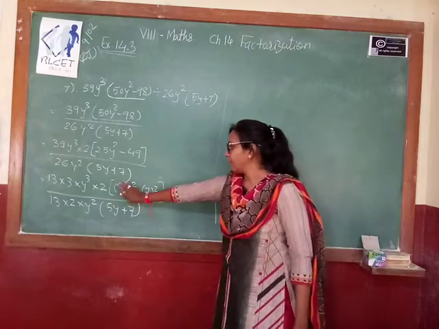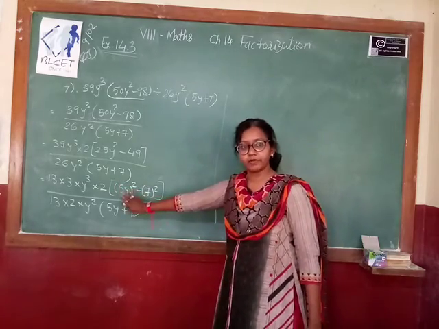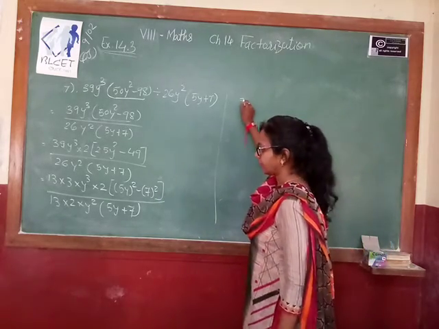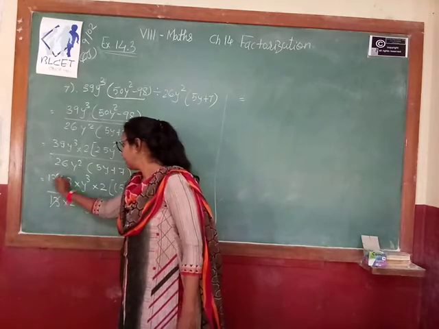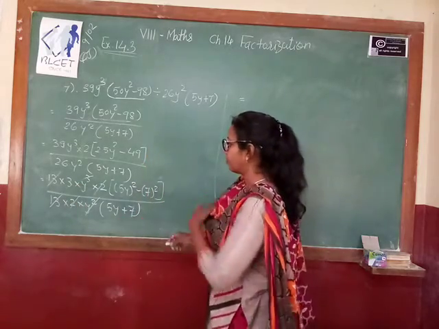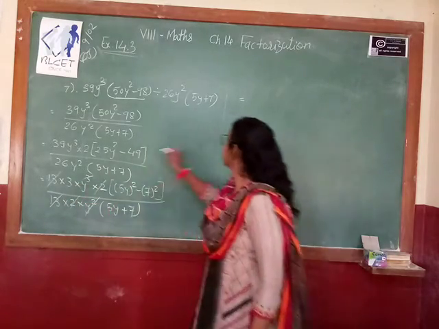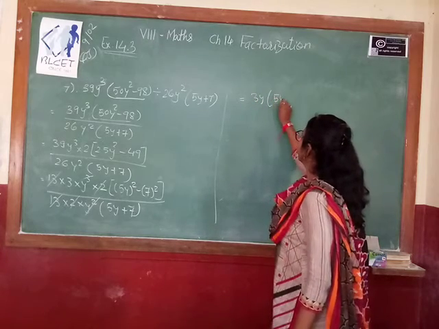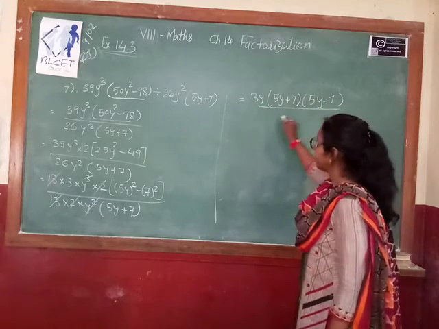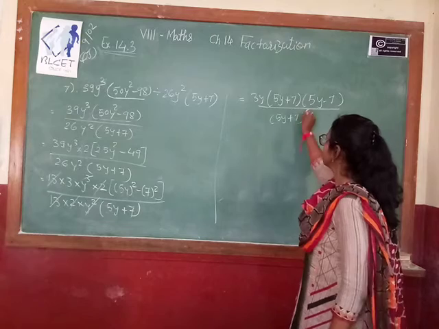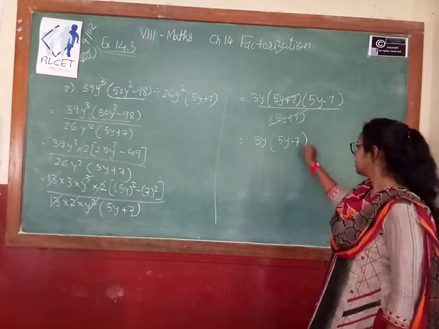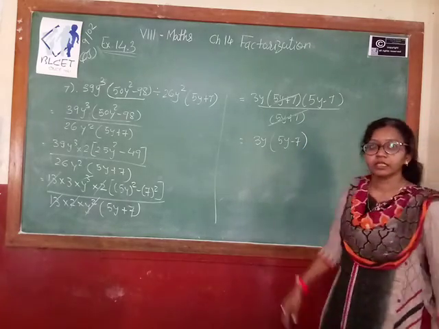Now we can write this as our a square minus b square. So we can write one time positive, that is 5y plus 7, one time negative, that is 5y minus 7. So what answer are we getting? Here you can see 13 will get cancelled, 2 will get cancelled, y square and y cube, so y only is left. So what is left? 3y, and one time positive, one time negative, divided by 5y plus 7. So this will get cancelled. So what is left? 3y times 5y minus 7. So this way we can solve the question.